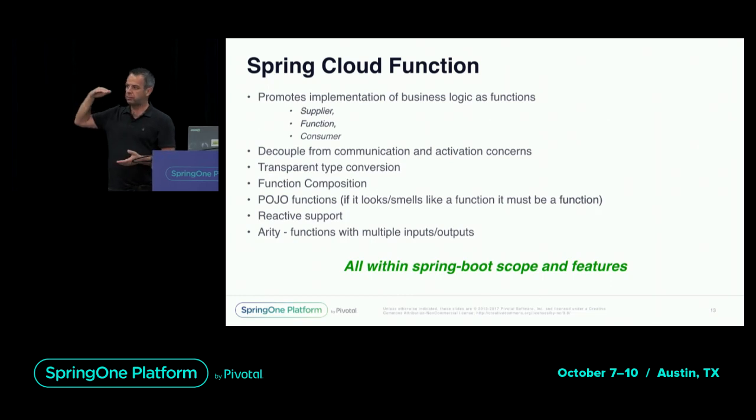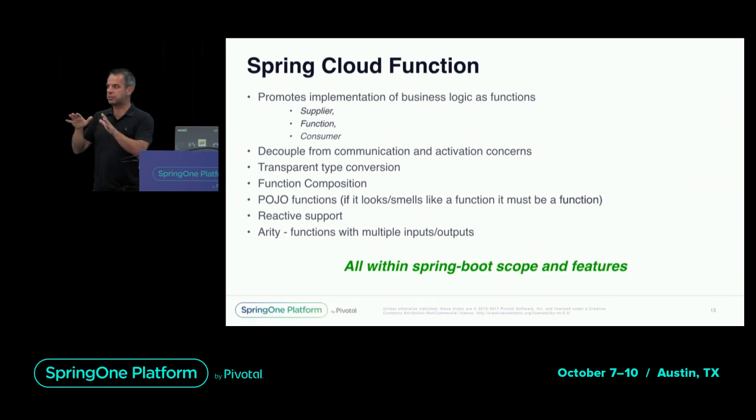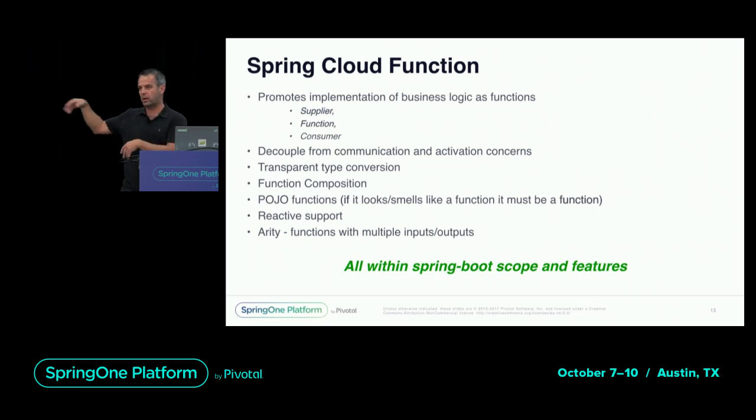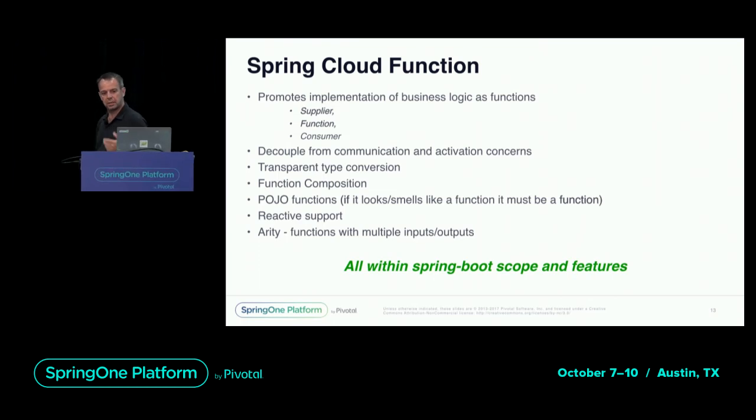Now, what I showed you from the very beginning of the presentation was just functions. But Spring Cloud Function is another framework which provides, and I just listed some of the features, these are not all, we'll dive into other features tomorrow. But basically it promotes implementation of business logic as functions, such as supplier, function or consumer. Decoupled from communication and activation concerns. Again, we'll dive into that tomorrow. Transparent type conversion, which we may not be able to cover today, but we'll cover it tomorrow. But again, the point here is that right now I'm dealing with strings and integers and stuff.